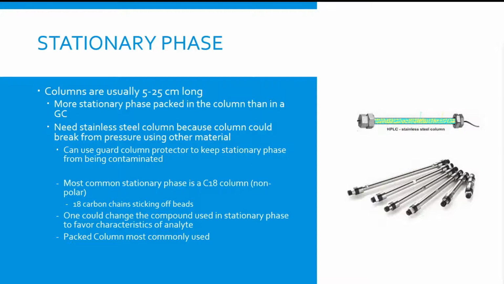And to prevent any breakages from happening, they're made out of stainless steel so that it doesn't bend or break due to the pressure. You can use these things called guard column protectors to keep any contaminants from hurting your column at any point. Basically, you screw them on at the beginning of the column, and it'll catch anything that's not your analyte or solvent running through, and it can potentially save you thousands of dollars in replacing columns.